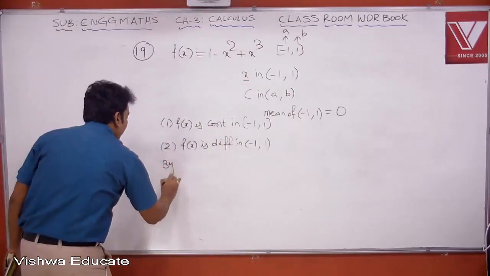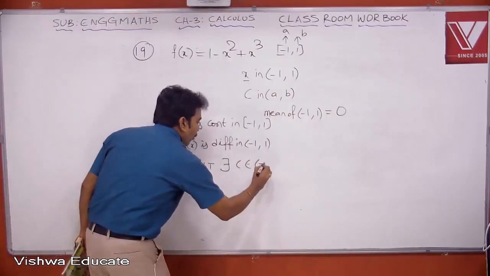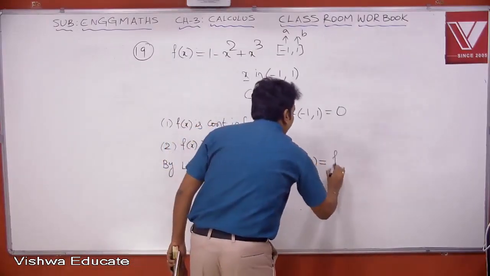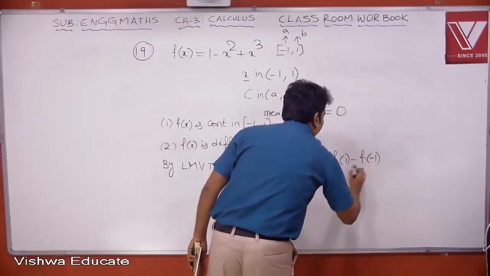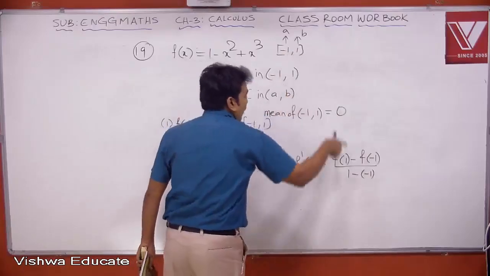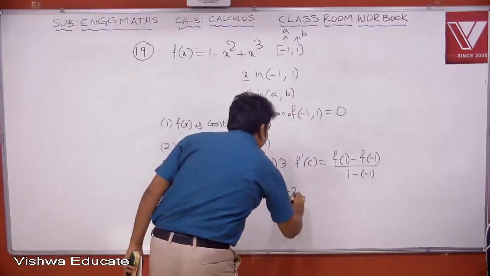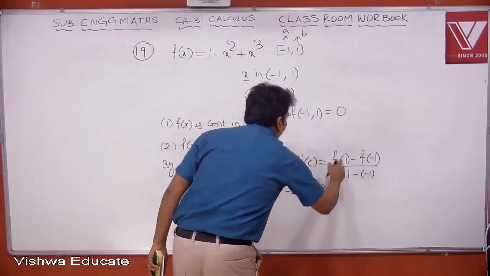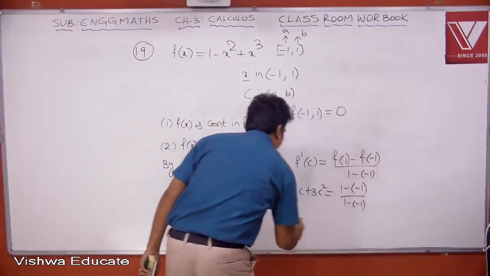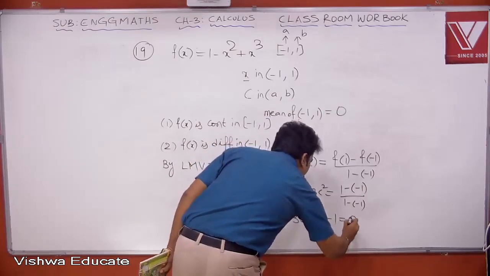Therefore, by Lagrange's mean value theorem, there exists c belong to open interval -1 comma +1 such that f dash of c equal to f of 1 minus f of -1 divided by 1 minus of -1. Because a value is -1, b value 1. We have applied Lagrange's mean value theorem. This implies, what is f dash of c? Minus 2c plus 3c square. What is f of 1? 1. F of -1 is -1, divided by 1 minus of -1. This implies 3c square minus 2c minus 1 equal to 0.